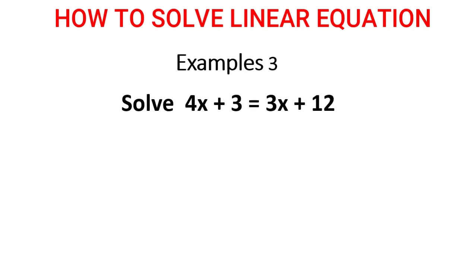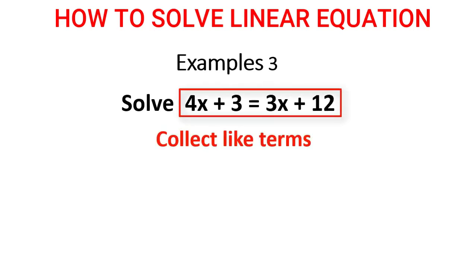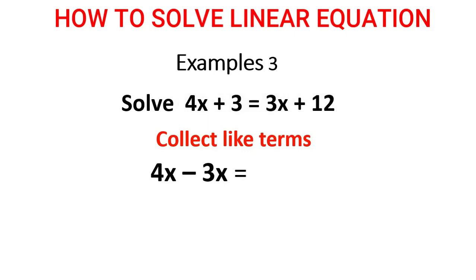Let's take another example. When you have 4x plus 3 equals 3x plus 12, what do you do? You collect like terms, and then you have 4x minus 3x equals 12 minus 3. The 3x moves from the right hand side into the left hand side, and the plus 3 moves from the left hand side to the right hand side, and then you're going to have x equals 9.